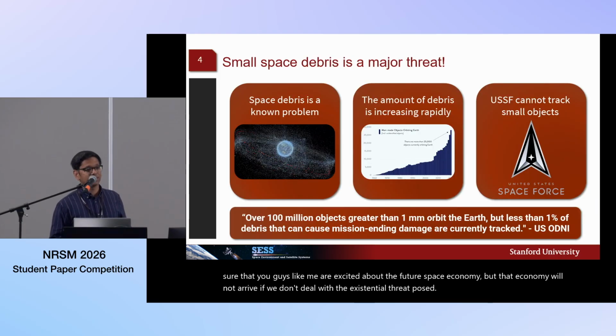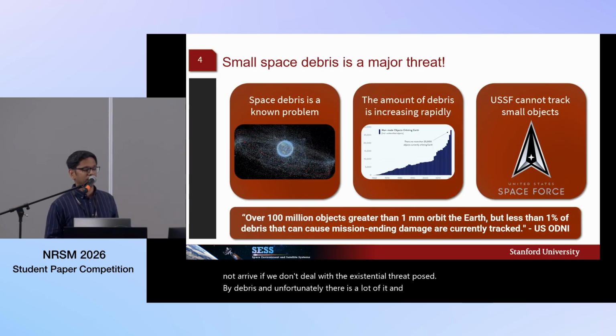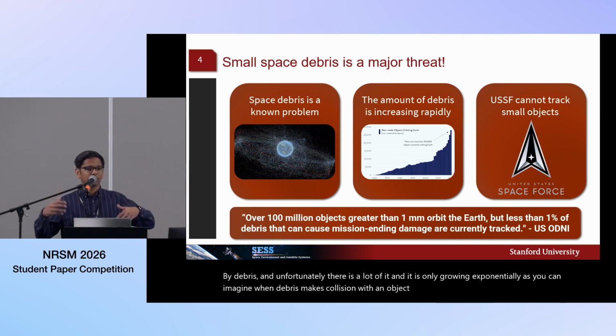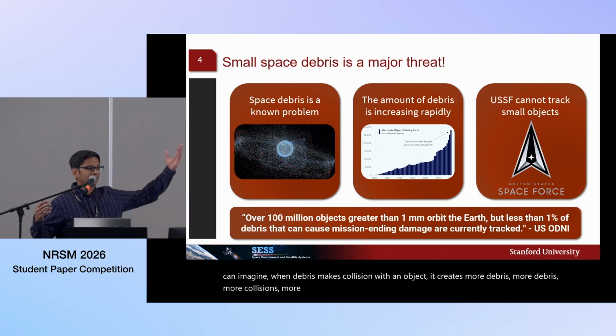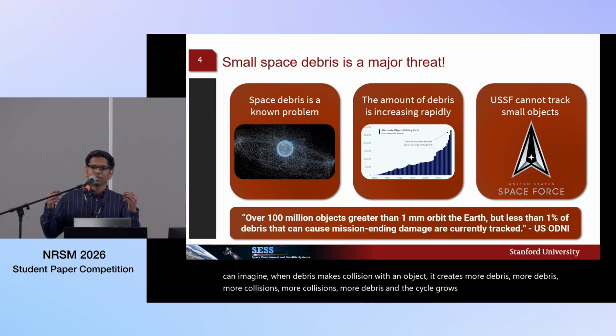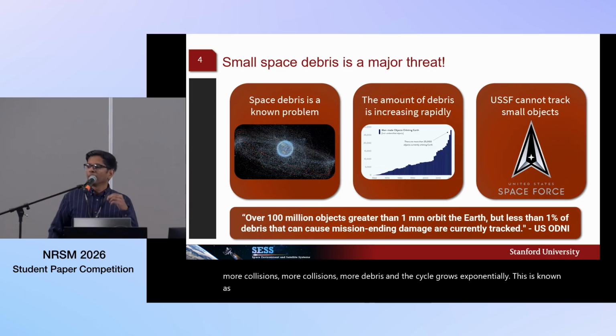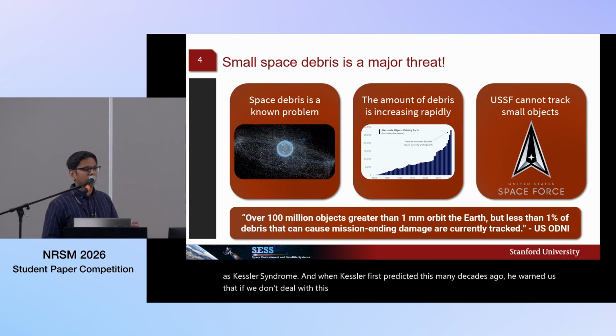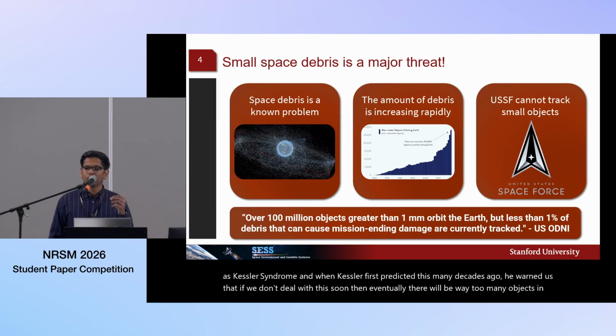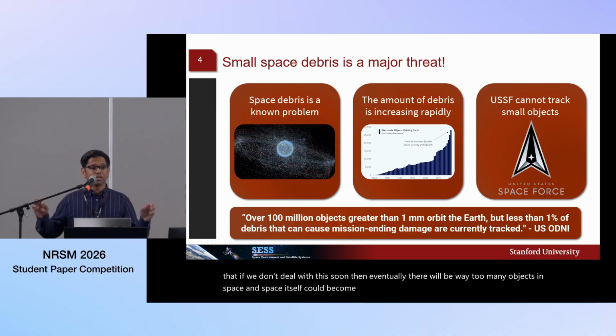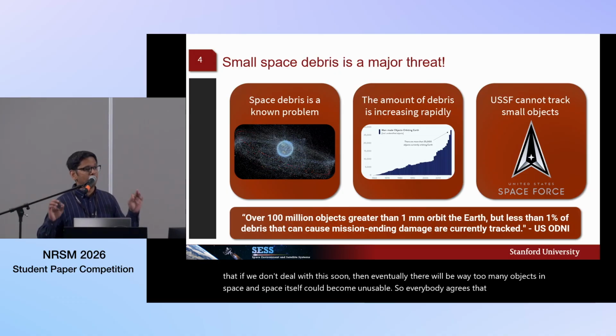And unfortunately, there is a lot of it, and it is only growing exponentially. As you can imagine, when debris makes collision with an object, it creates more debris, more collisions, more debris, and the cycle grows exponentially. This is known as Kessler syndrome. And when Kessler first predicted this many decades ago, he warned us that if we don't deal with this soon, then eventually there will be way too many objects in space, and space itself could become unusable. So everybody agrees that debris in space is bad.